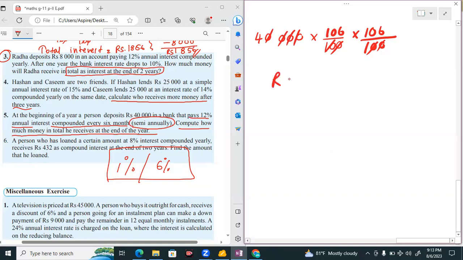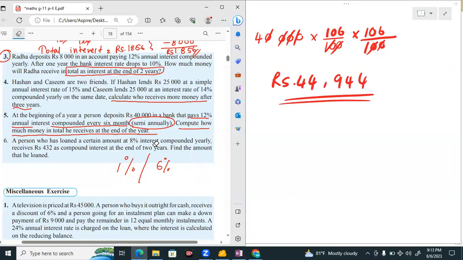It is 44,944. Okay, have you got this answer? Did you get my answer? It may be difficult because we have to calculate this one. Try to do the sixth one also.